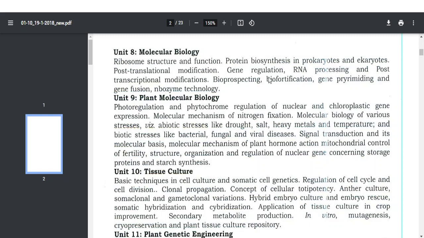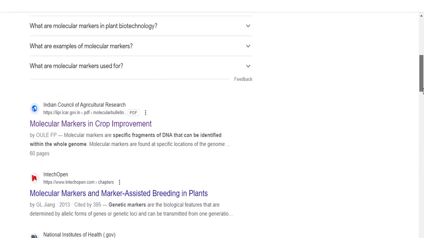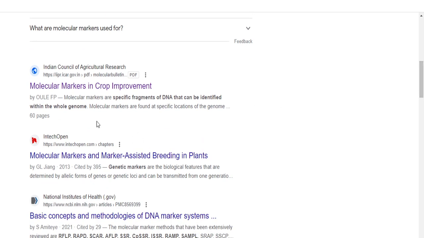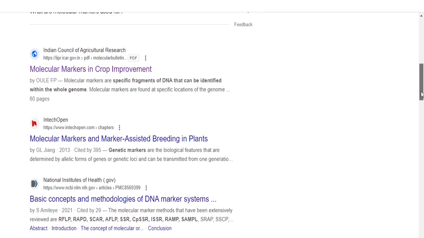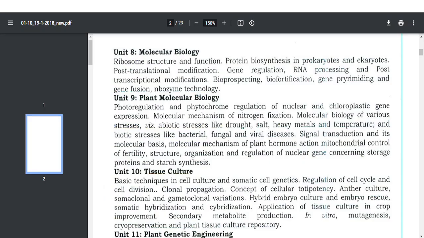With regard to bioprospecting, biofortification, gene pyramiding, gene fusion and all, instead of referring to a few standard textbooks, what you should do is, for example, if you are going to study molecular markers, simply search and you can find a few research or review articles, or sometimes notes in PDF format published by scientists or professors working in the Indian Council of Agricultural Research. They prepare notes and put them on the website for the benefit of students. So you can refer to those notes, or else go for a recent review article, which will give you entire information. Questions will be taken from review articles, and at the same time questions will also come from standard textbooks.